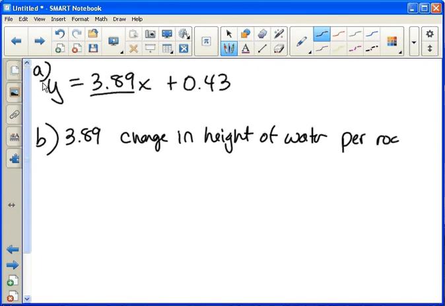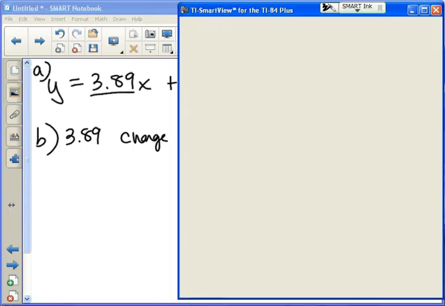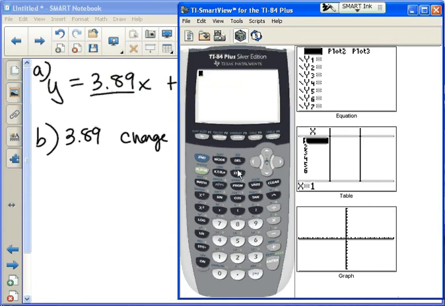Now C, graph the line in your calculator. How do you describe the line? One thing you can do when you run the linear regression that I didn't do, but I will now, is go to Stat, Calc, go down to number 4, linear regression. Oops, I went too far. And you hit enter.